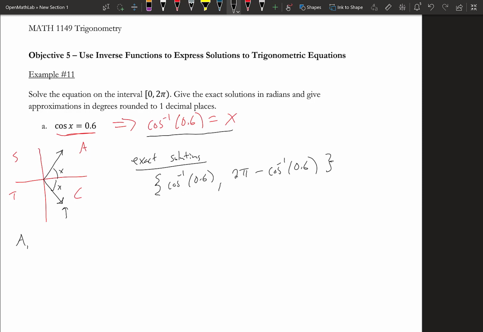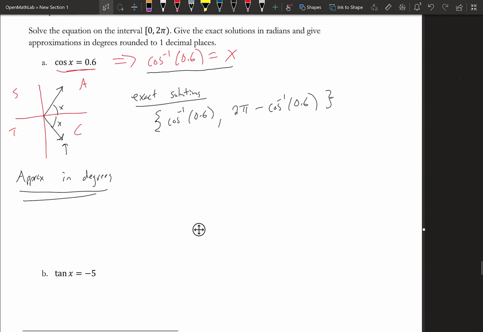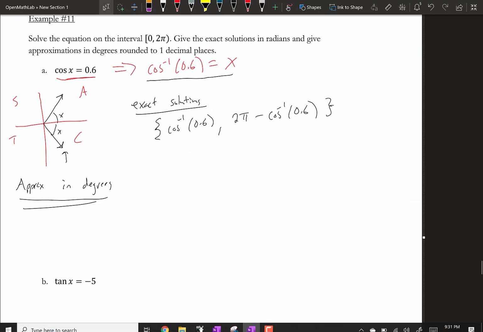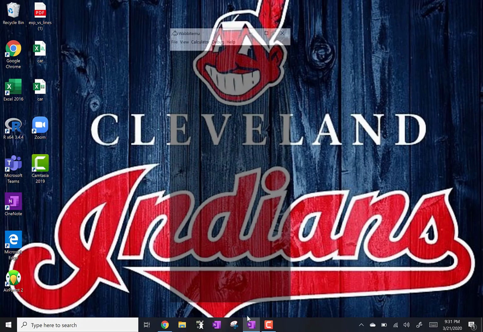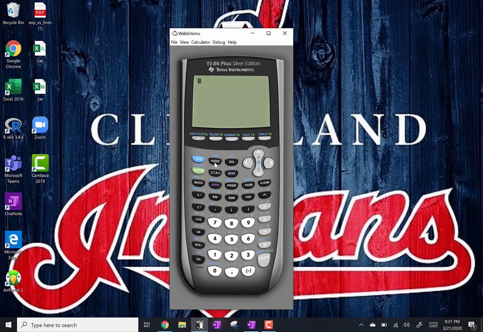Then we're asked to approximate this in degrees. Let me grab my calculator. We want to make sure our mode is in degrees here. And then we want to do second cosine, arc cosine of 0.6, and we're getting 53.13.